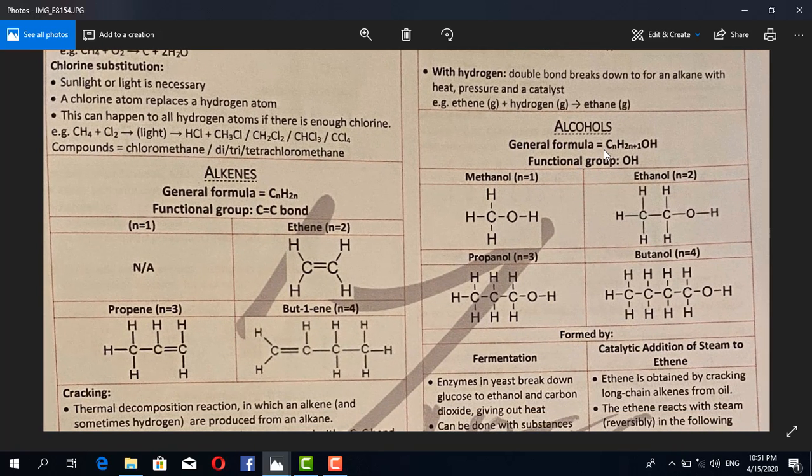Alcohols: the general formula is CnH2n+1OH. For example, methane is CH4 as an alkane. Instead of the fourth hydrogen here, we replaced it with an OH group, so we have methanol.